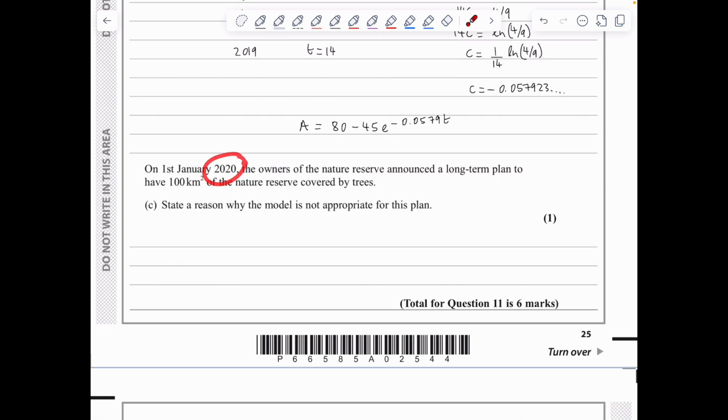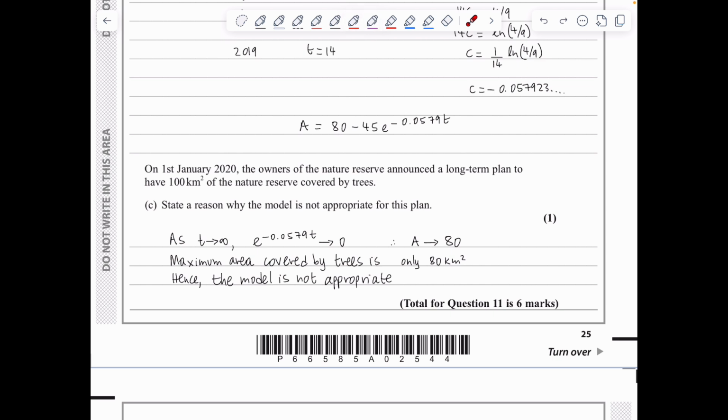Now, on the 1st January of 2020, the owners of the reserve announced a long-term plan to have 100 square kilometers of the reserve covered by trees, and we need to state the reason why the model is not appropriate for this plan. Well, using the full equation of the model we have arrived at in part B, we can see that as t tends to infinity, the exponential term tends to 0, and therefore A goes to 80. This means that the maximum area covered by trees according to this model is only 80 square kilometers, and therefore the model is not appropriate.